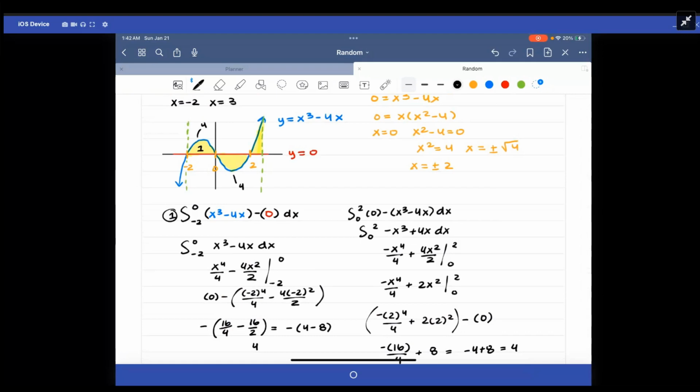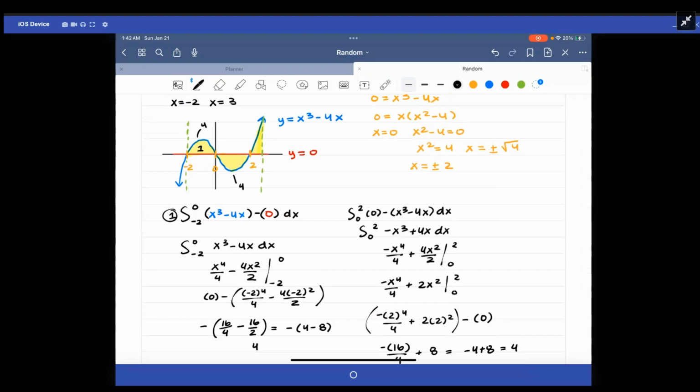3 times 3 is 9. 9 times 3 is 27. 27 times, oh my gosh, okay, sorry, let me just put it in the calculator. That's 81. Divided by 4 minus 2 times 3 times 3, which is 18, minus 2 times 2 is 4, 4 times 2 is 8, 8 times 2 is 16, 16 divided by 4 is 4, minus 2 times 2 is 4, 4 times 2 is 8.